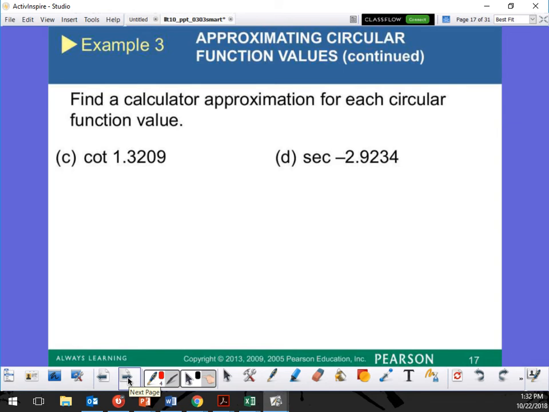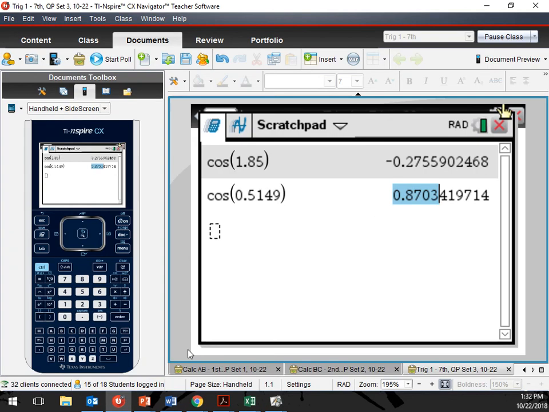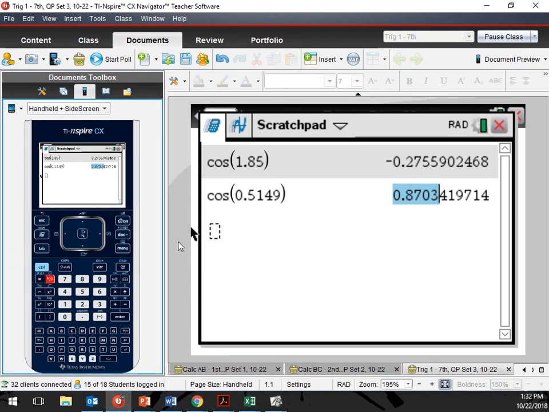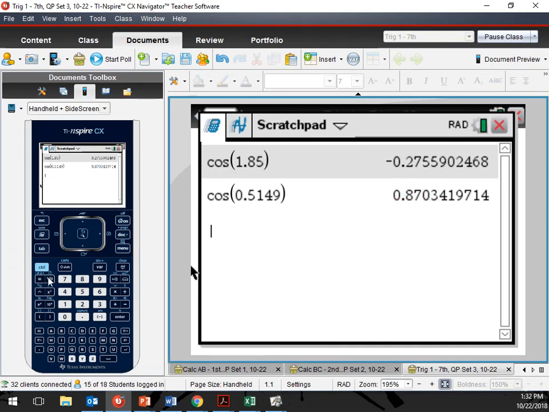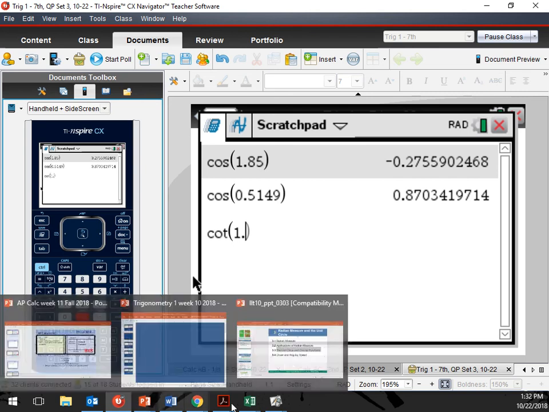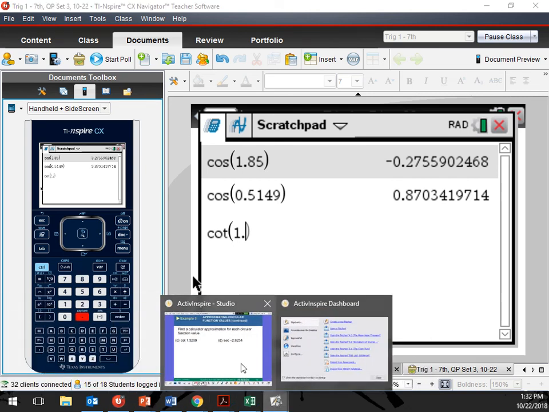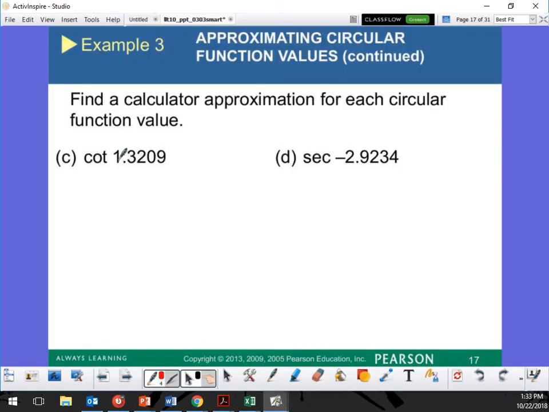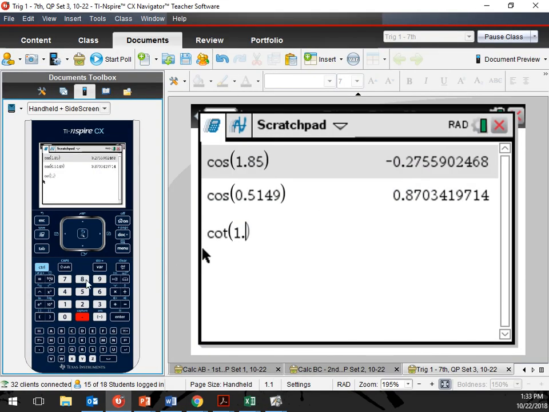Cotangent 1.3209. I really like it, but I cannot figure it out. 0.255. I can't get to that. Okay, maybe you shouldn't have been at the vending machine when you should have been here. All right. I gotta eat. 1.3209. I got 0.5552. 0.255.